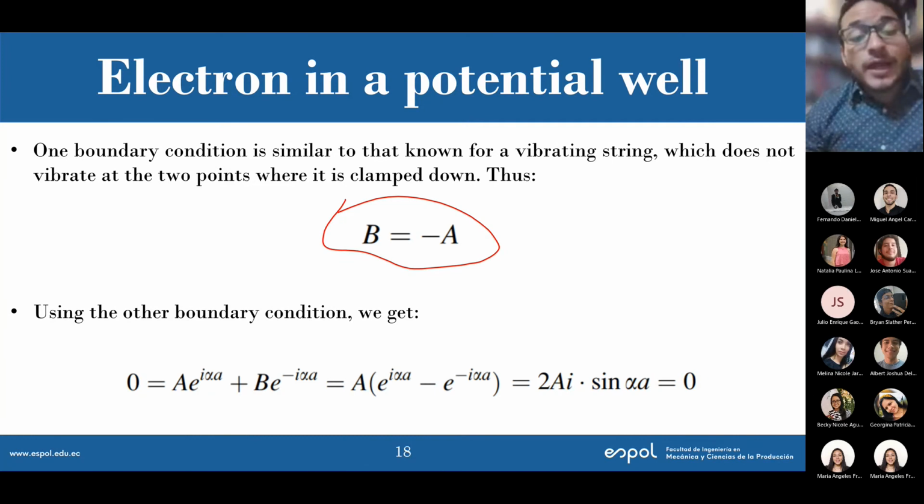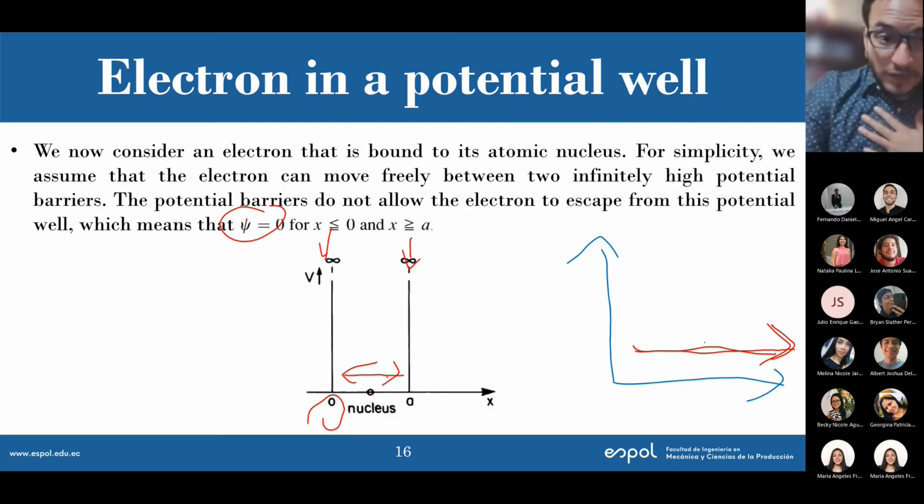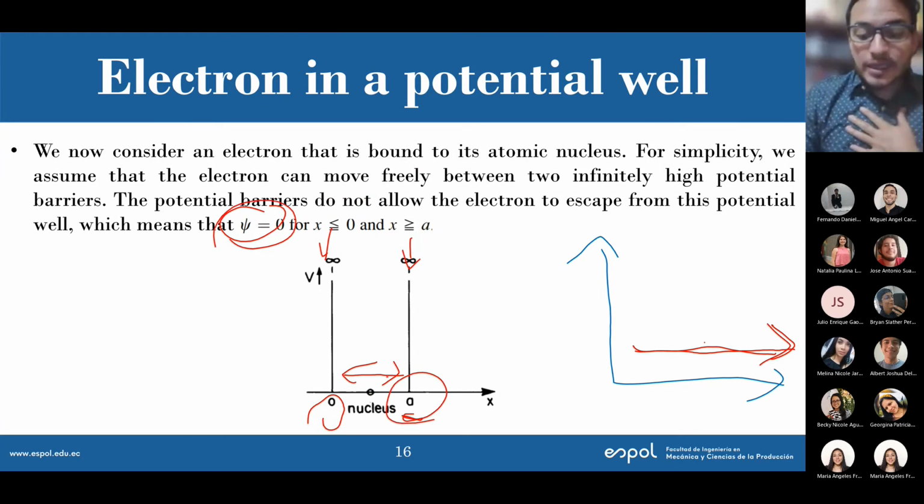Did we all follow that, guys? First boundary condition applied. Did we all get that? Super clear, super easy, right? Okay, next boundary condition: the wave function is equal to 0 at x equal a.